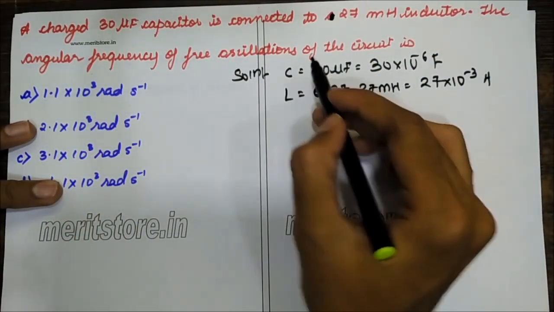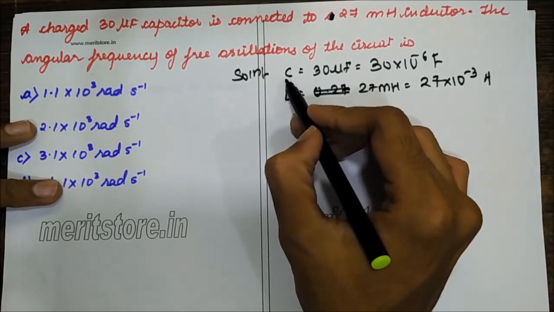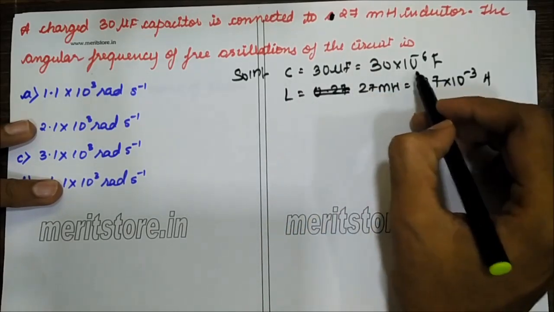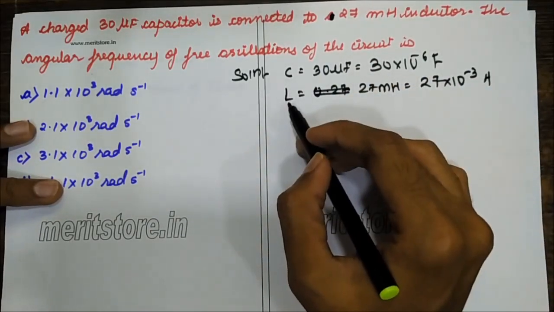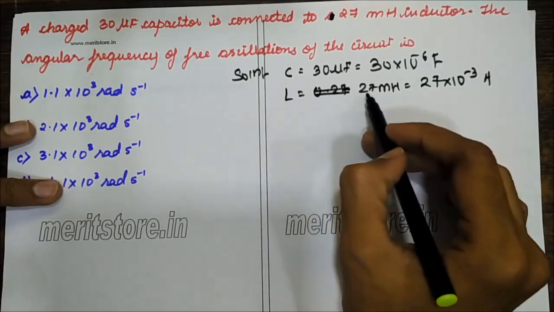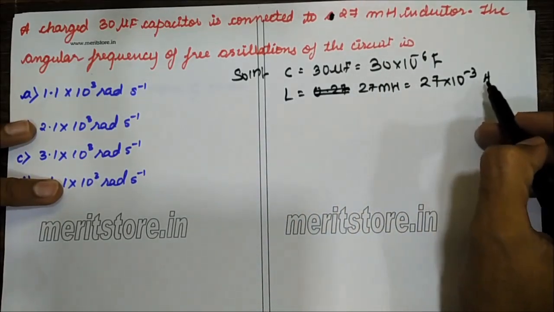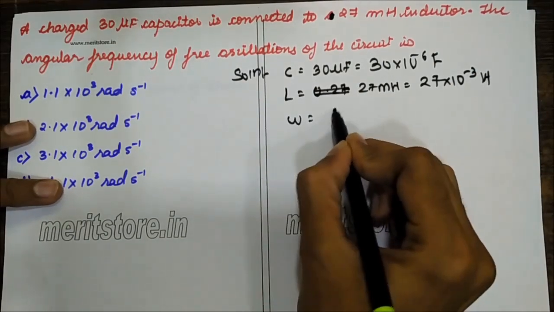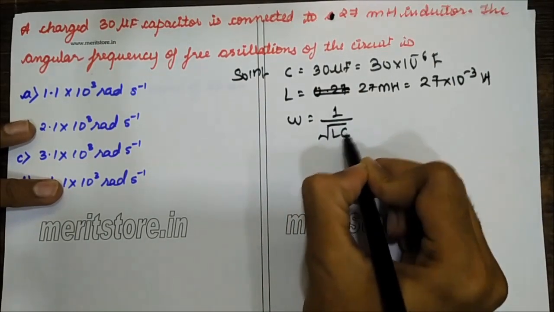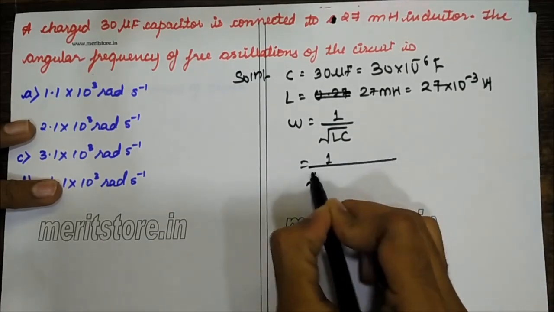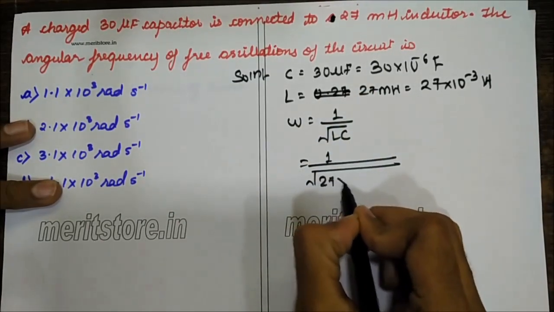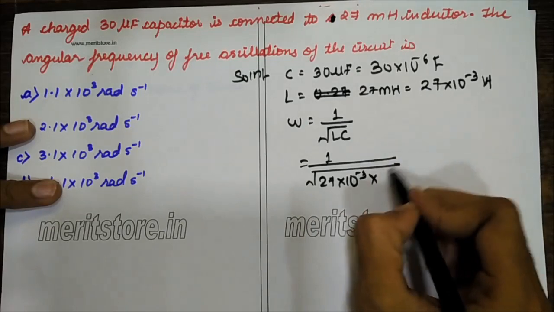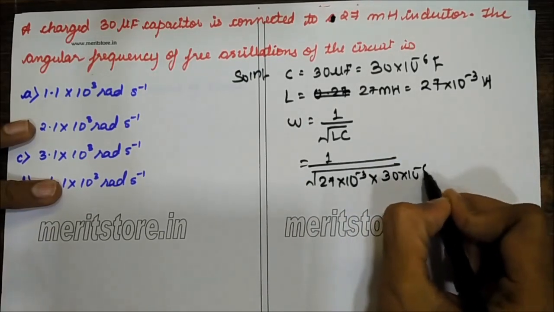The angular frequency of free oscillation of the circuit is, the capacitance given is 30 microfarad, that is 30 into 10 raised to minus 6, and then the inductance given is 27 millihenry, that is 27 into 10 raised to minus 3 henry. Okay, next we need to find the angular frequency, that is omega, which is given by 1 upon under root LC. So 1 upon under root of L, that is 27 into 10 raised to minus 3 into 30 into 10 raised to minus 6.